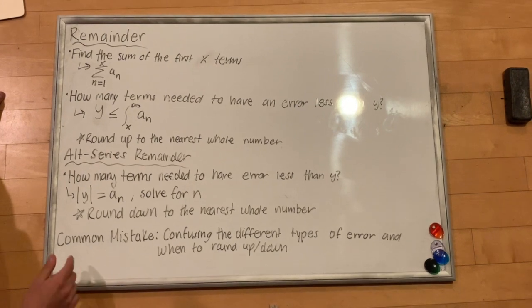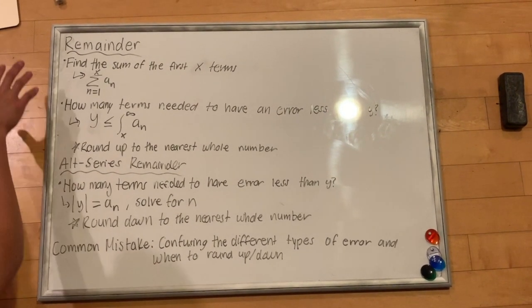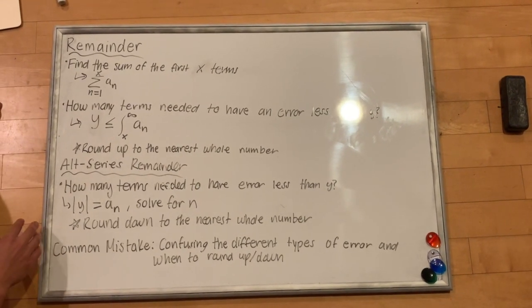A common mistake is confusing different types of errors and when to round up or down. So remember, a regular remainder is rounding up, and an alternating series remainder is rounding down.